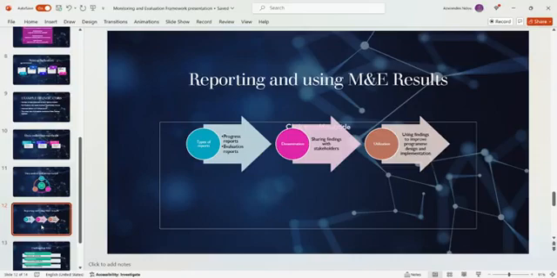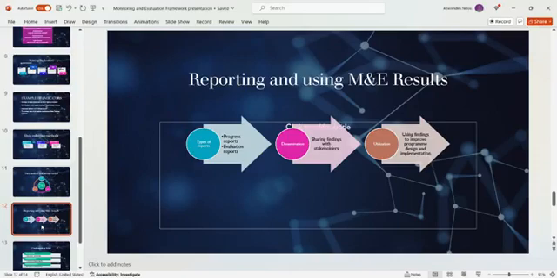But the other issue, the issue of using these findings, the utilization. Why do we need this? These results must be used to improve the design and implementation of programs and policies. Because if we're not using these results, what then is the purpose of M&E? This is where the M&E is expressed positively.